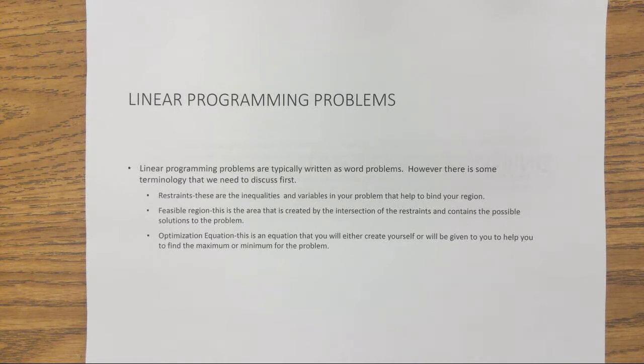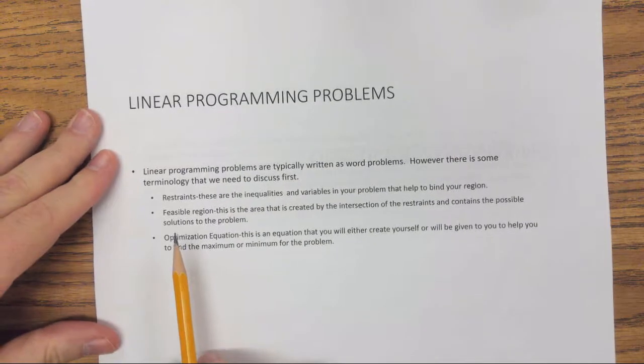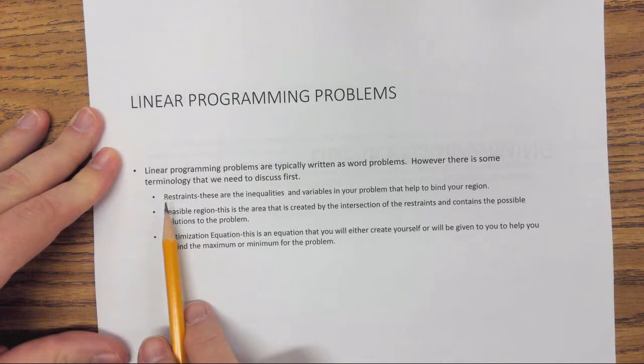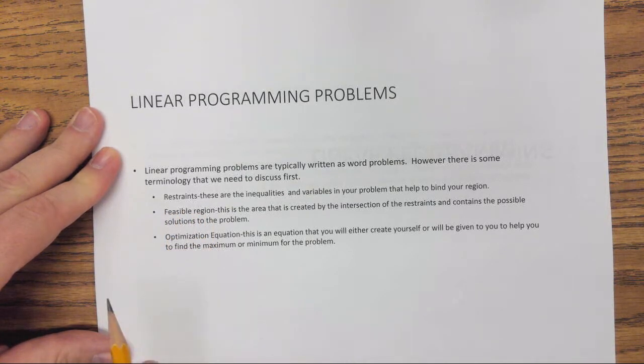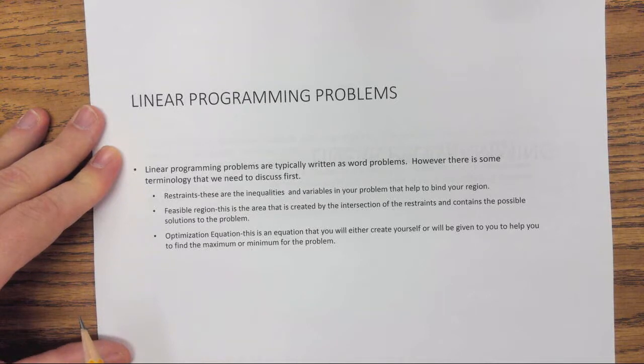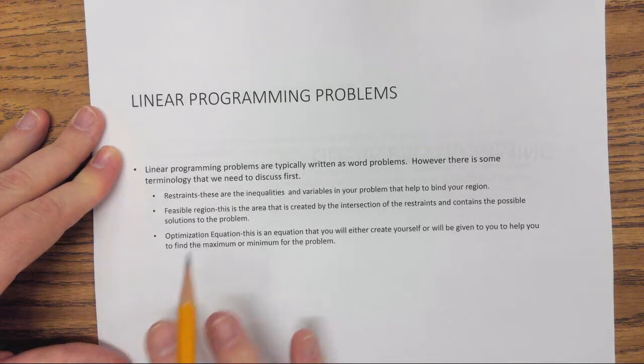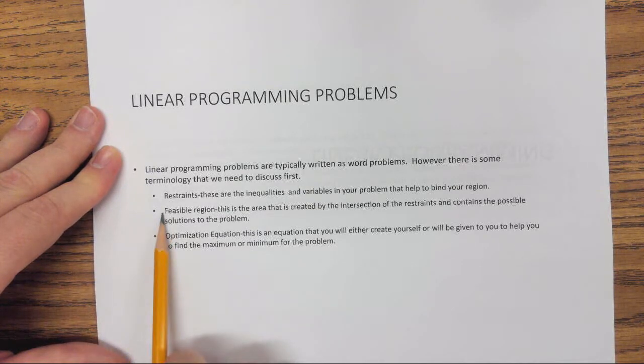That being said, there's some terminology or definitions that we need to talk about so that as we move through this, you will understand what I'm saying. To start off with these linear programming problems, there's something called the restraints. The restraints are the inequalities and variables in your problem that help to bind your region. In other words, they set up the boundaries or the fences around the area that you're mostly concerned with, and those are the restraints.